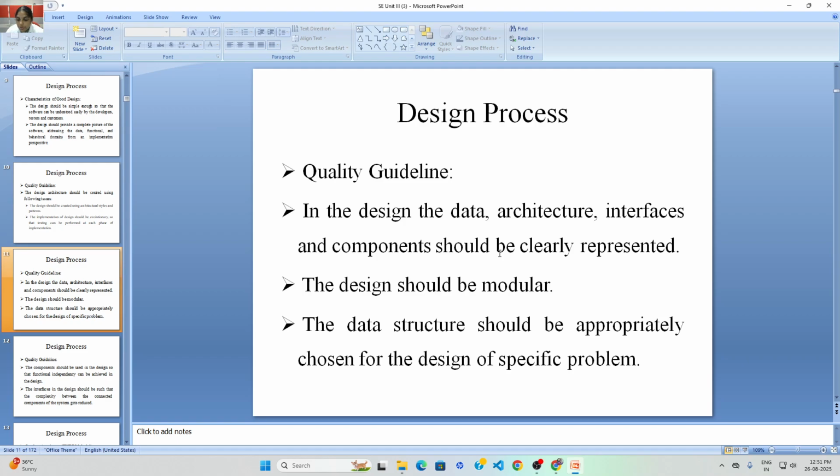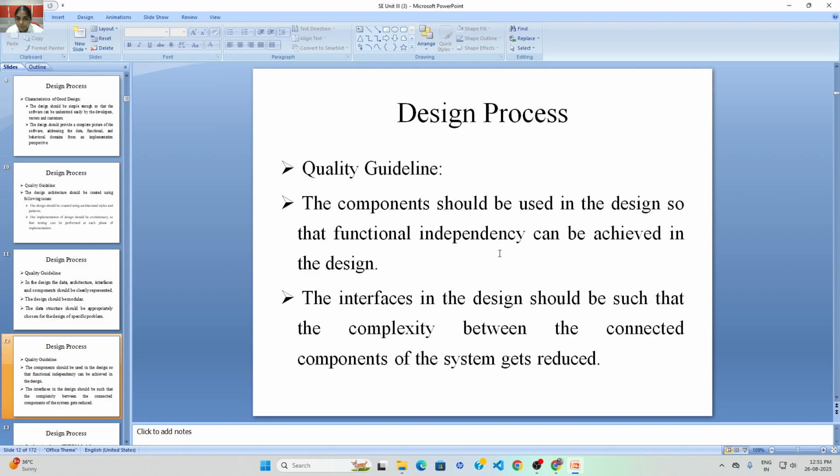For what purpose do we choose the data structure appropriately? For the specific problem we have to calculate the data. So for that purpose only we have to choose the appropriate design. Then components should be used in the design so that functional independence can be achieved. The complexity of the interfaces between the connected components of the system should be reduced.